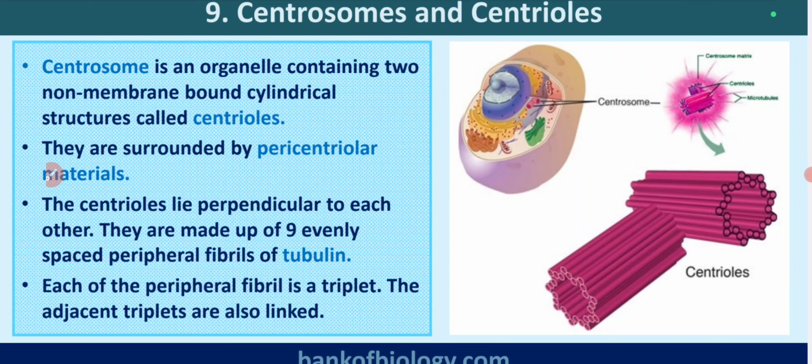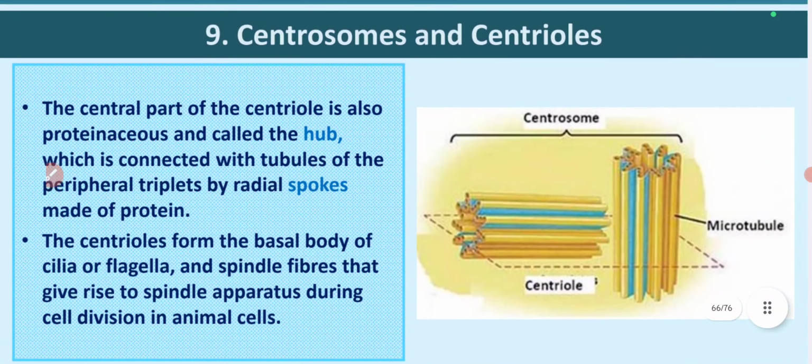They are made up of nine evenly spaced peripheral fibrils of tubulin. Each peripheral fibril is a triplet. As you can see in this diagram, the adjacent triplets are also linked. So structurally, the centriole looks like this diagram. The central part of the centriole is also proteinaceous and is called the hub, which is connected with the tubules of the peripheral triplet by radial spokes made up of proteins.